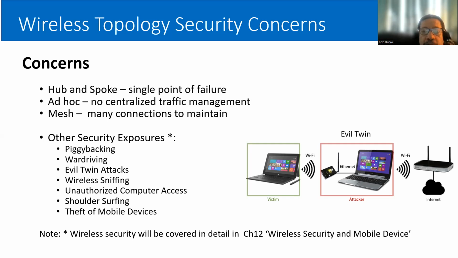Okay. And then the rest are other vulnerabilities. Sniffing is like eavesdropping. You also could come in and physically steal, get unauthorized access to the computer or device. You could look over somebody's shoulder, and then of course you could steal their device or their mobile device and try to get in that way. Chapter 12 will get into this in more detail.